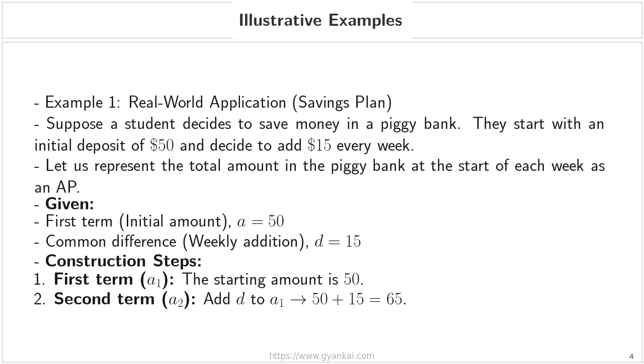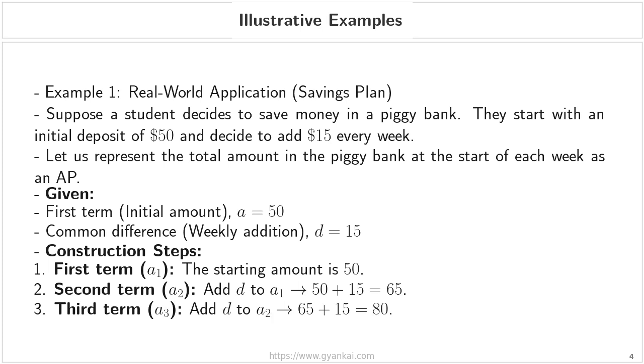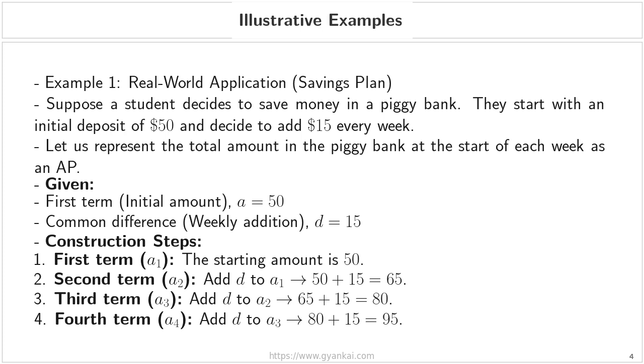So, 50 plus 15 gives us 65. For the third term, or a 3, we take that second term and add the common difference again. That is 65 plus 15, which equals 80. Finally, for the fourth term, or a 4, we add 15 to our third term. So, 80 plus 15 results in 95.